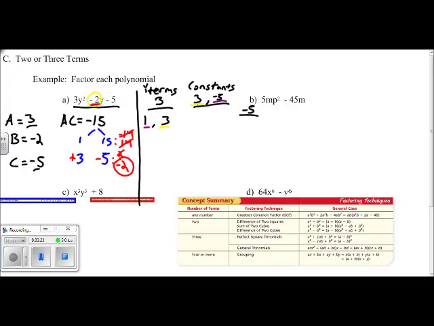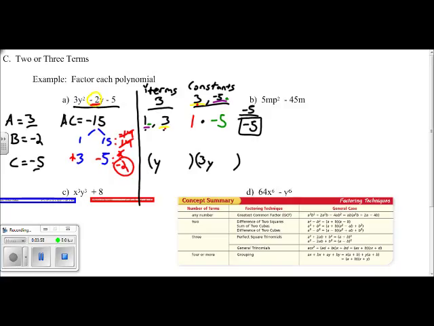Now when we divide 3 from over here with 3, that leaves us with 1. And when we divide negative 5 by 1, that leaves us with negative 5. And when we multiply that 1 by negative 5, we get negative 5, which was what we were looking for. So we know that these are the right ones to use, which tells us that in our binomial factors, our y terms are going to be 1 and 3. So we're going to have 1y and 3y.